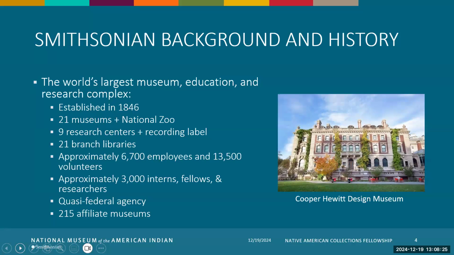We are staffed by approximately 6,700 employees, and we do have over 13,000 volunteers that also support all of those different museums and research centers. Every year the Smithsonian as a whole hosts approximately 3,000 interns, fellows, and researchers. We are considered a quasi-federal agency, meaning that we receive funding from both the federal government and private grant and individual donor funds. And we do also have an additional 215 affiliated museums that are located throughout the US.